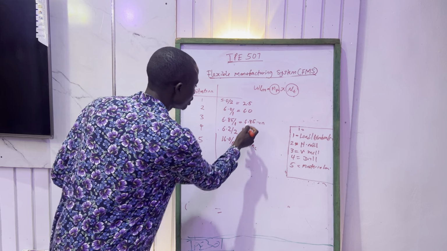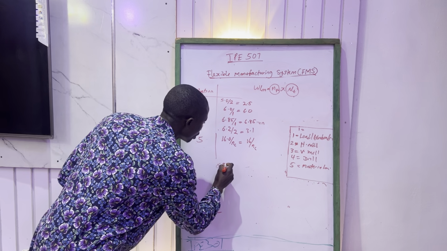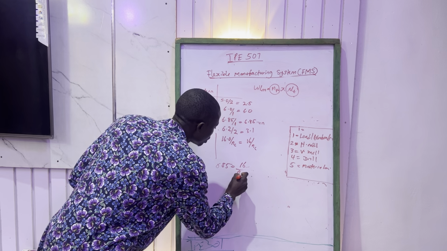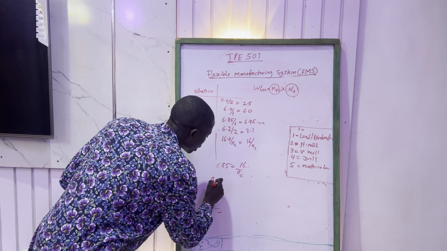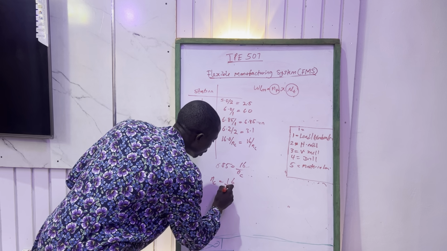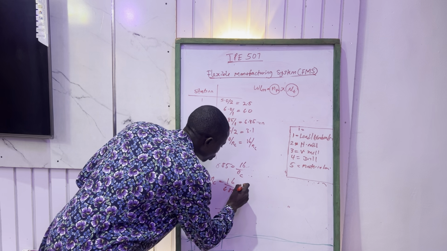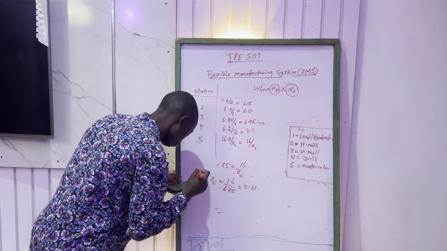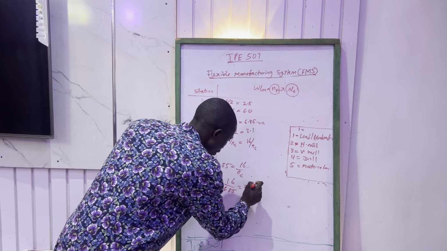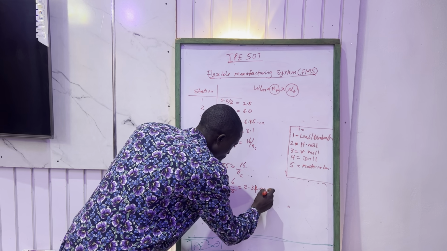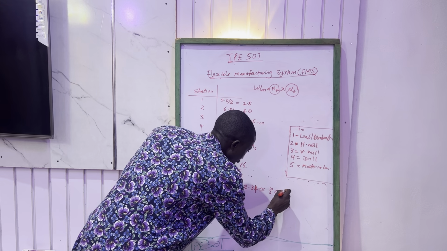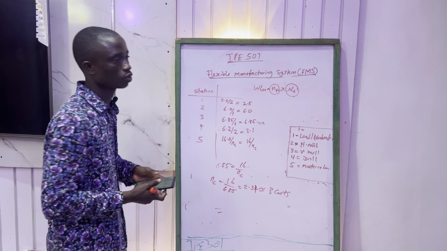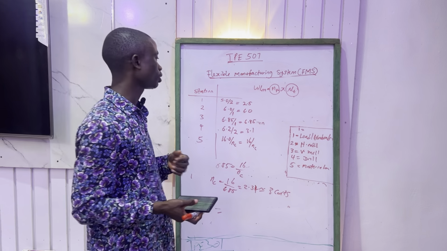So now for us to get this, we say 6.85 equals 16 over NC. Doing that, we see that NC equals 16 over 6.85, which is 2 point something, I think 2.34. So you can just round this up to 3 carriers. So we need 3 carriers for the system to run smoothly.